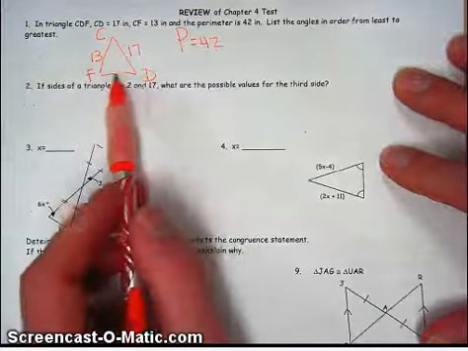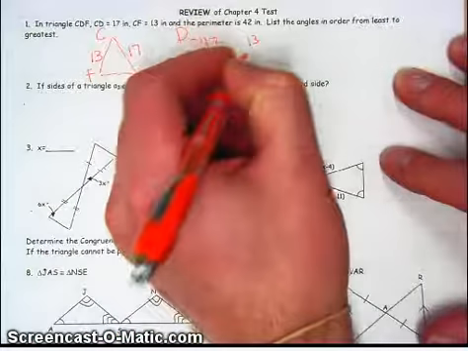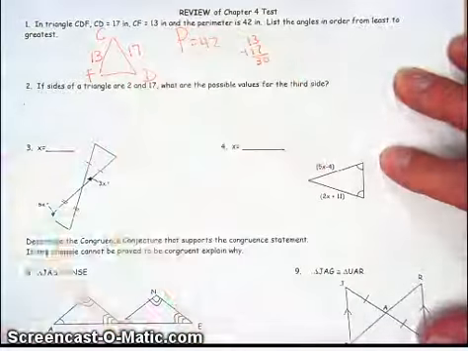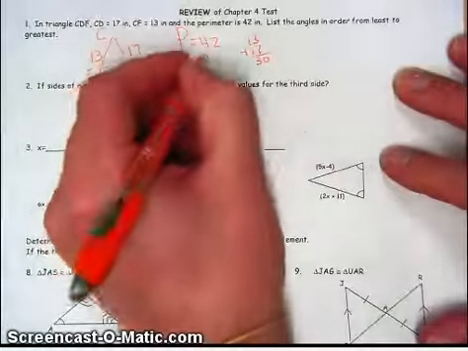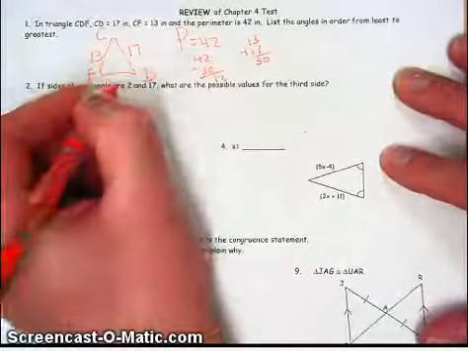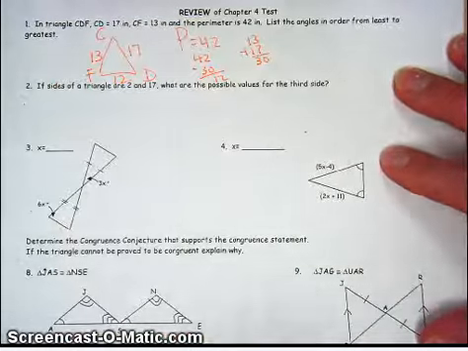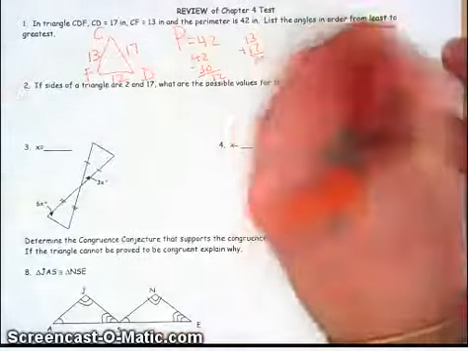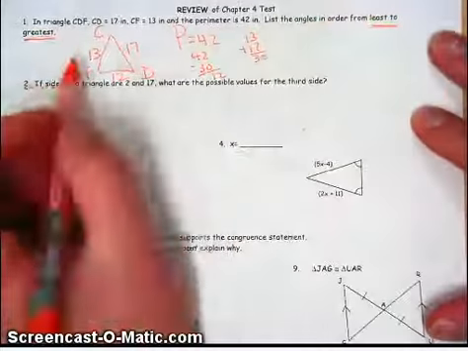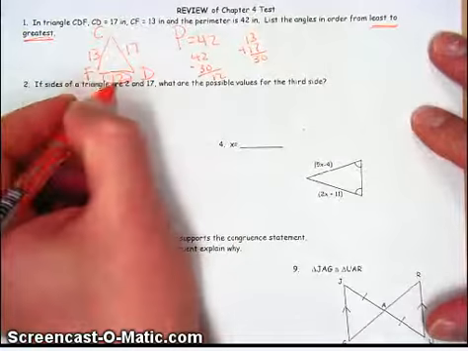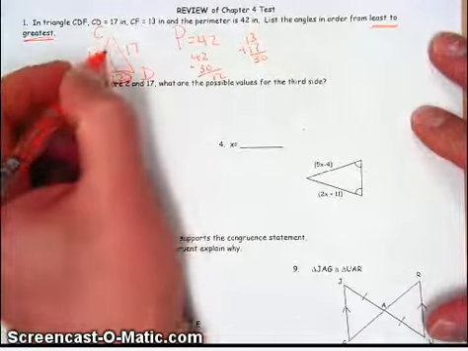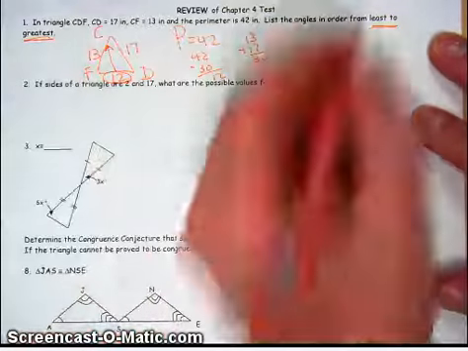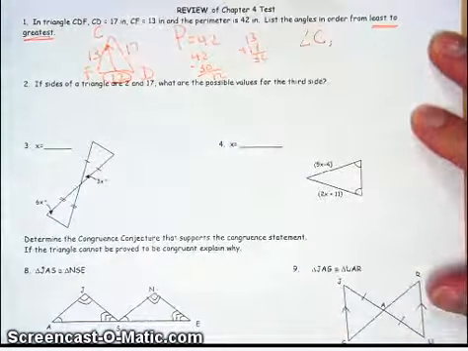Well, first thing to do is find that missing side. So 13 plus 17 is 30. So that means its missing side is 42 minus 30, so 12. Now remember, in order to list the angles from least to greatest, I need to find my smallest side. Opposite of my smallest side, remember, is always the smallest angle. So angle C is the smallest.